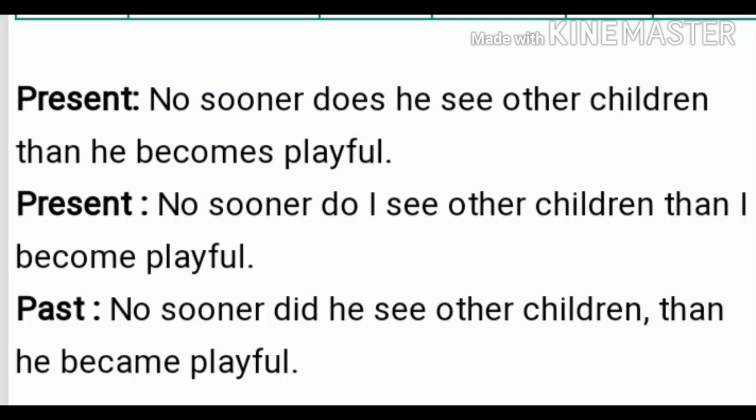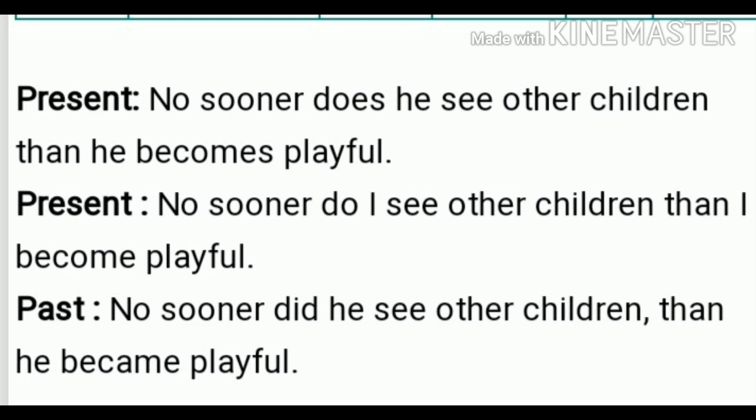Now let's understand the use of no sooner than in different tenses with different subjects. Like here, I have given 3 examples. 2 are in present tense and 1 in past. So, the first example is no sooner does he see other children than he becomes playful. Here, after the conjunction no sooner, does is used. Does is used with third person singular. So here the subject he is third person singular. So we have used does.